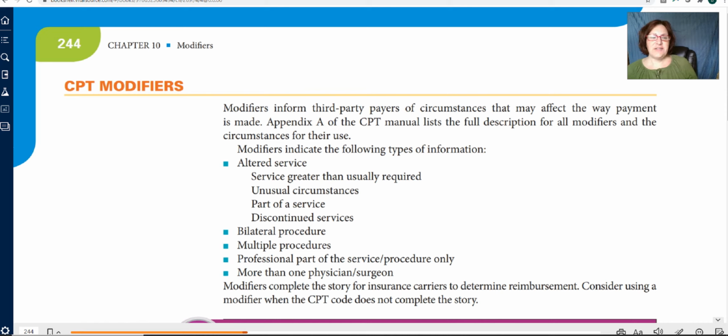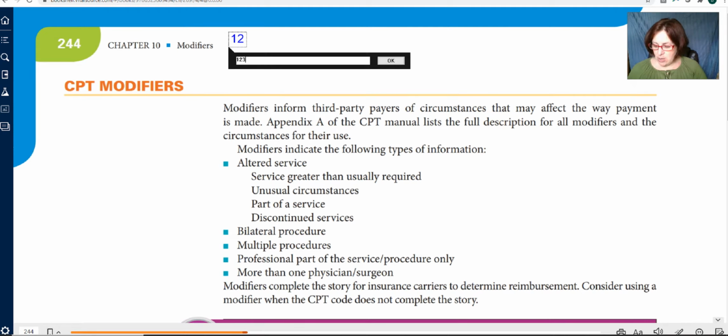All right, this is the first video in my modifier series, and so I'm calling this one Modifiers, What Are They? Okay, that's the first thing: you've got to understand even what a modifier is before you can realize how to use them and what they're used for. So a modifier is a 2-digit add-on to a CPT code.